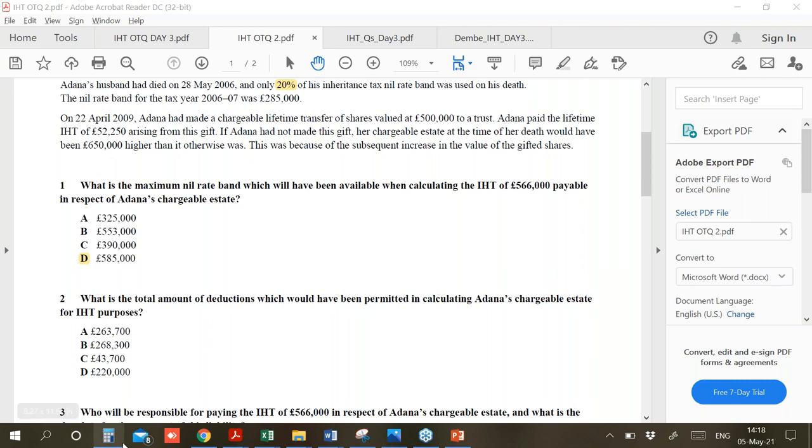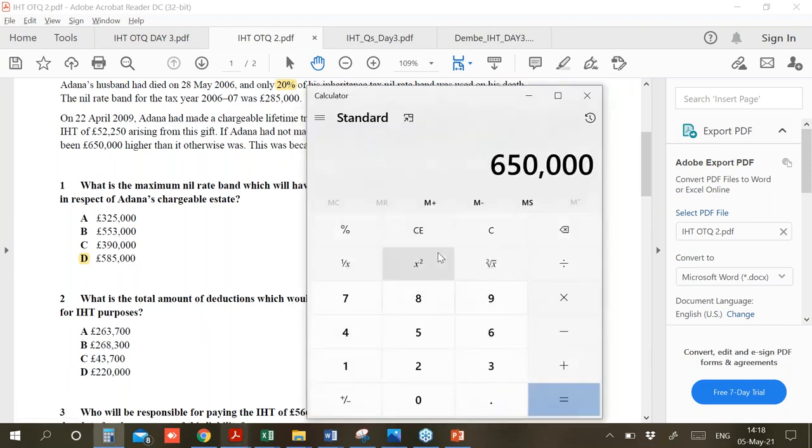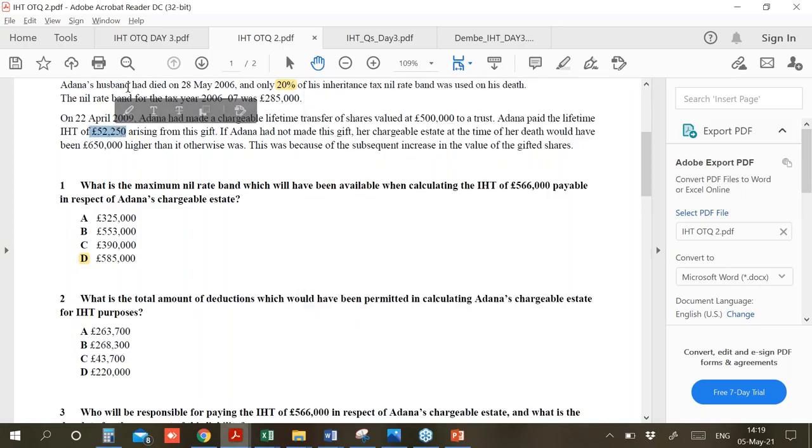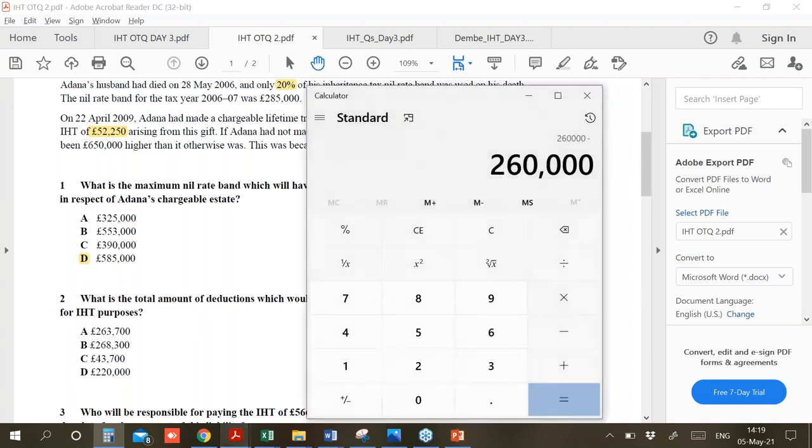So what I can do is tell her that if she had retained the shares, she would have to pay 40% of 650,000. That is 260,000. But I have to tell her what was the additional amount of IHT that she would have paid. So I have to see how much IHT she already paid. It is also given in the question that it is 52,250. That was the amount of IHT that she has already paid. So I will deduct 52,250 out of that to check how much additional IHT she would have to pay.